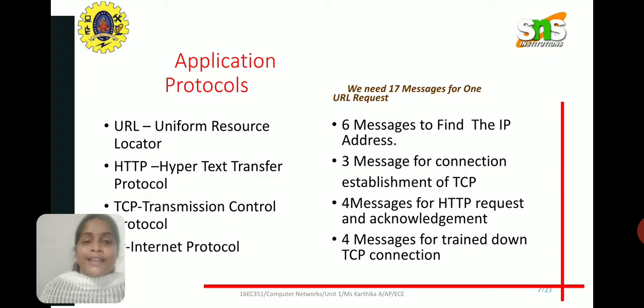Okay, here we have some types of application protocols. The first one is URL, the second one is HTTP, the third one is TCP, and the fourth one is IP, that is Internet Protocol. URL is Uniform Resource Locator, HTTP is Hypertext Transfer Protocol, and TCP is Transmission Control Protocol. It controls the transmission for the overall network connectivity. And the last one is IP, Internet Protocol.